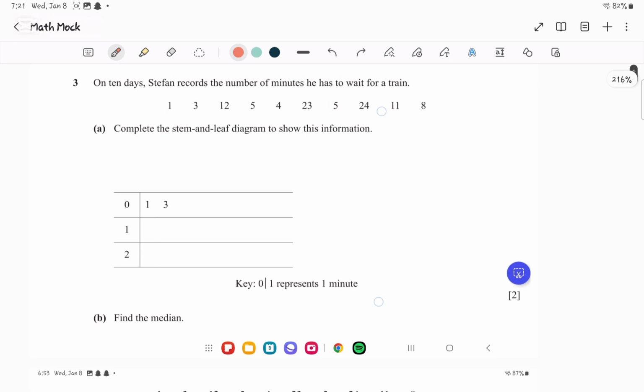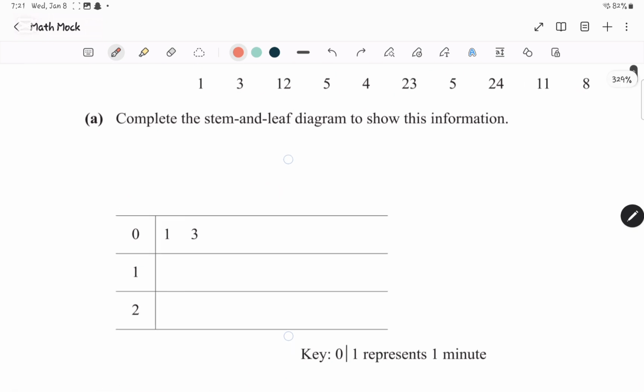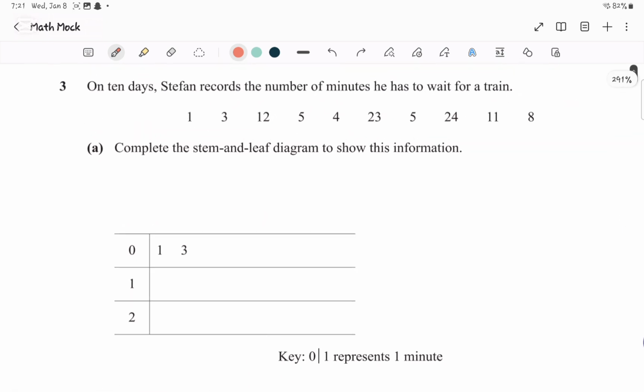They told us, on 10 days, Stefan records the number of minutes he has to wait for a train. Complete the stem and leaf diagram to show this information. Very simply, a stem and leaf diagram is just like always the first digit is called the stem and then the leaf is the digits that are behind the digit. Or like, let us just solve and we will understand how a stem and leaf structure goes.